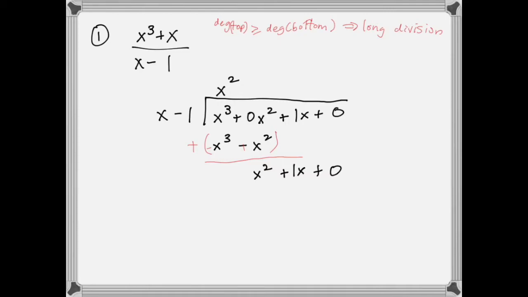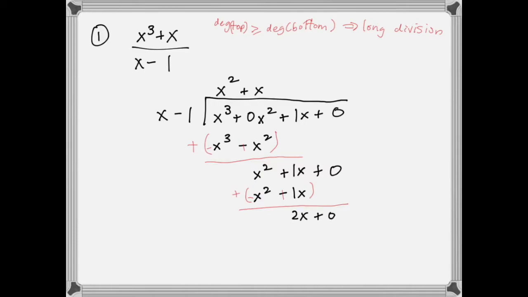So now let's do it one more time. Or actually, we're going to have to do it 2 more times here. x times what gives us x squared? We have x, right? Positive x. So we have plus x. x times x is x squared. x times negative 1 is negative 1x. But we subtract. Once we subtract those, you actually end up changing those signs again, and we're left with 2x plus 0.